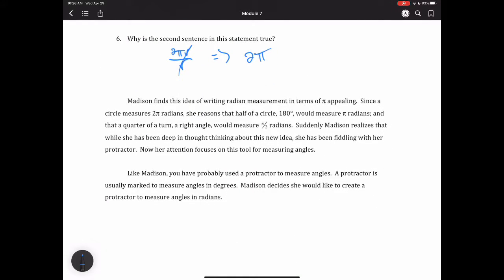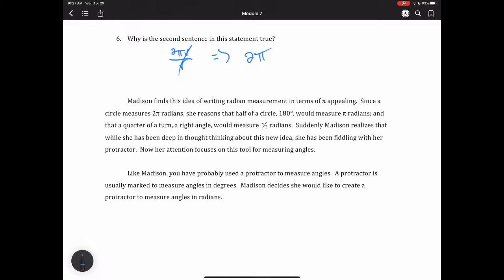Madison finds this idea of writing radian measurements in terms of pi appealing. Since a circle measures 2 pi radians, she reasons that half a circle, 180 degrees, would measure pi radians, and that a quarter turn, a right angle, would measure pi over 2. And suddenly Madison realizes that while she's been deep in thought thinking about this new idea, she's been fiddling with her protractor. Now her attention focuses on this tool for measuring angles.